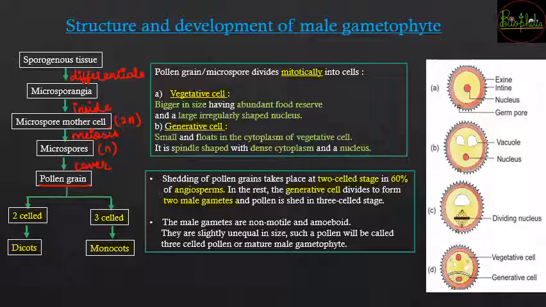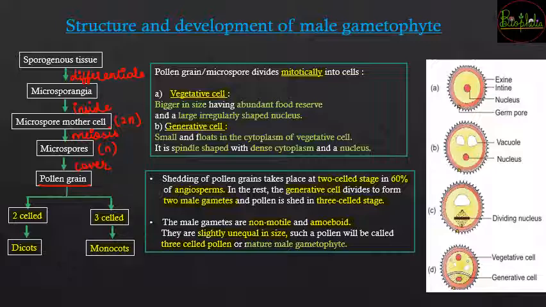Now the 2 male gametes and one vegetative cell together make the 3-celled stage. So now, the 2 male gametes being talked about, how are these male gametes? These male gametes are going to be non-motile and amoeboid in shape. Now because of the division, they can be slightly unequal in size. Because of the 3 cells, that is, the pollen having 2 male gametes, it will be called a 3-celled pollen, or the mature male gametophyte. Correct? Now let's understand it in the diagram also.